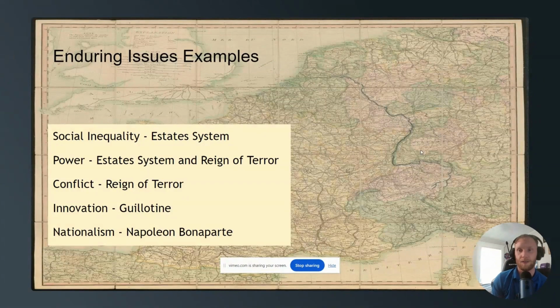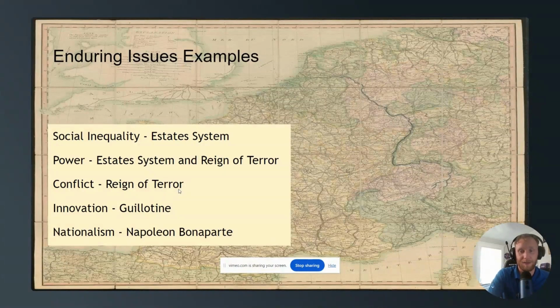Now, power is an interesting one too, because with the estate system, you can use that as an example, or you can use the Reign of Terror, because in the estate system, the two had power over the one, and in the Reign of Terror, the guy that got his head chopped off didn't have power, right? Or you can even talk about the absolute monarchy. So for conflict, the Reign of Terror or the Napoleonic Wars, there's a lot of conflict going on there. You can use either of those two for an example.